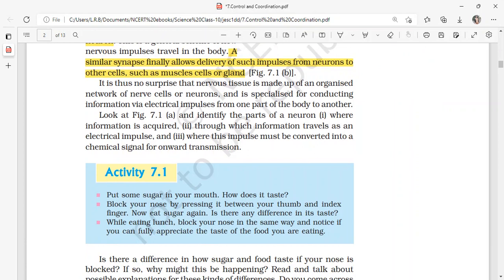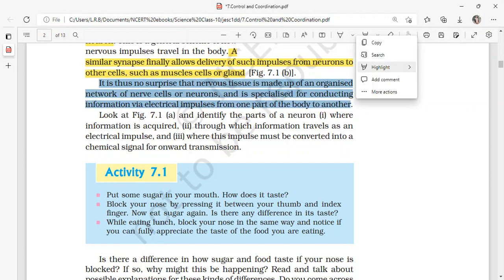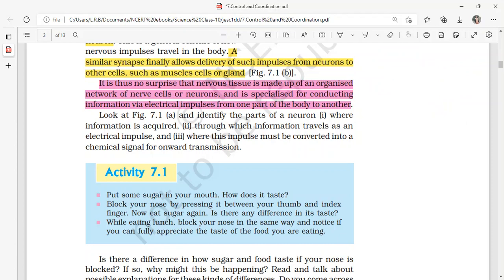It is thus no surprise that nervous tissue is made up of an organized network of nerve cells, or neurons, specialized for conducting information via electrical impulses from one part of the body to another. This is the major principle involved in nervous tissue. Look at figure 7.1a and identify the parts of a neuron where information is acquired.